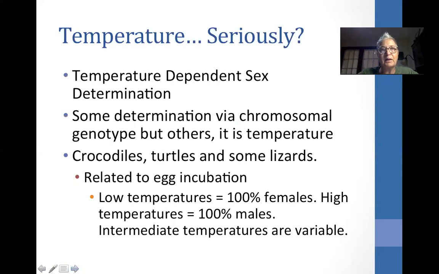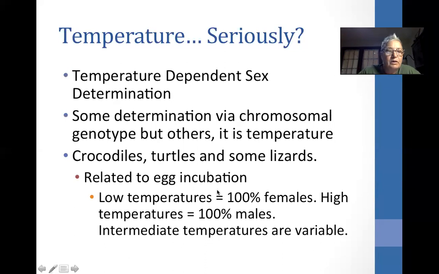All right, the last thing we'll talk about is temperature, and I put this on there seriously. Yes, temperature-dependent sex determination is a thing. It is found in a lot of reptilian species where sex determination can sometimes be determined by chromosomal genotype, but other times it's temperature. And it probably is related to an enzyme, but there's a lot of research being done all the time on this. Crocodiles, turtles, and some lizards, they find it related to egg incubation, and it's protective, I think, in some way. So if there's a low temperature, there are certain species that will develop into 100% females, and high temperatures 100% males, and intermediate temperatures are variable.